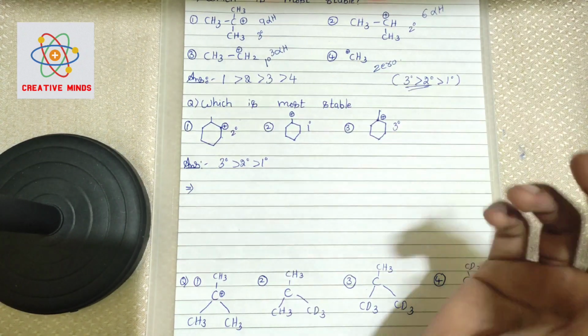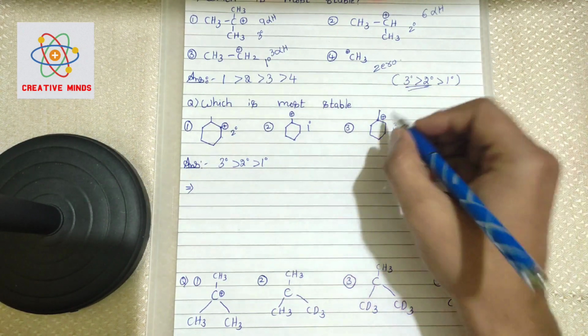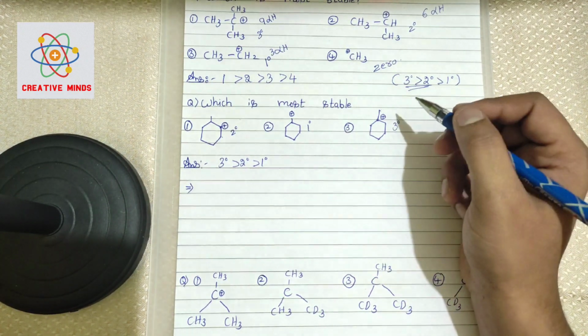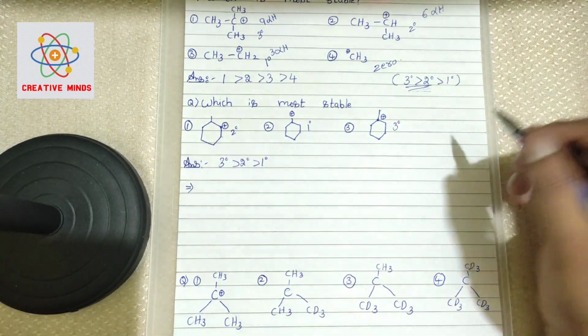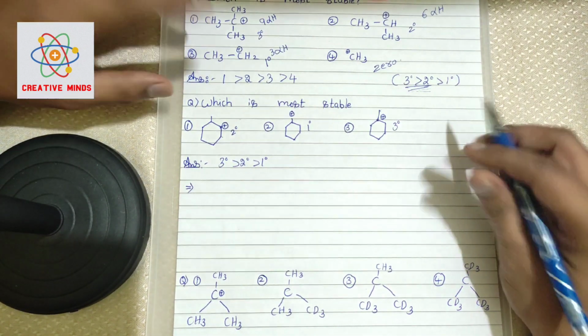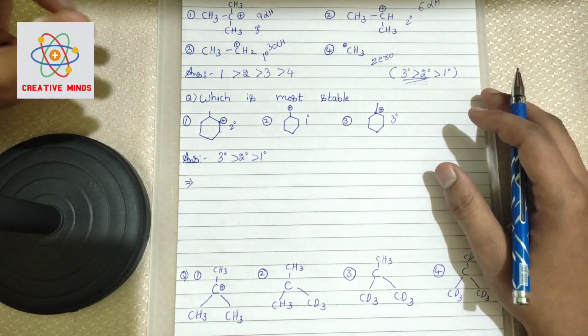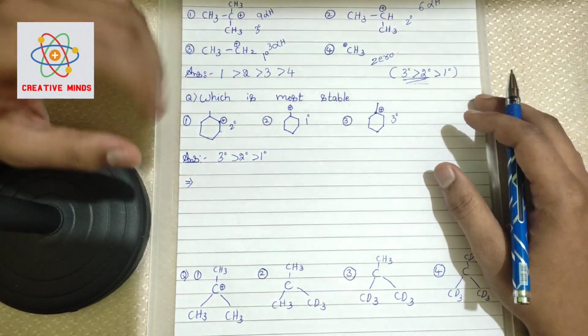That's all, very simple. Just see the alpha hydrogen, okay, just see the alpha hydrogen. Or if you are confused with alpha hydrogen, see the degree, whether it is tertiary, secondary or primary. You know this order: tertiary greater than secondary greater than primary. That's all. Any question asked from hyperconjugation, you can solve within a few seconds.